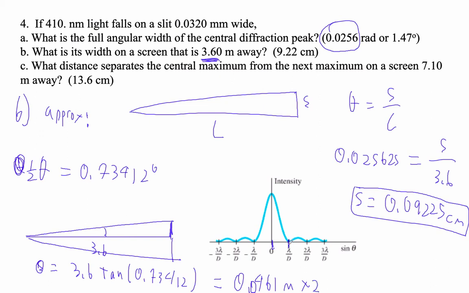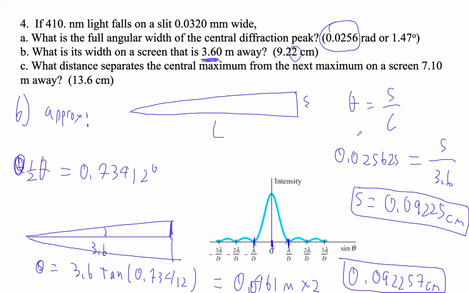I just figured out this angle, and we want to figure out that distance. So multiply by 2, and I get 0.092257 meters. So really maybe that should be a 3 right there.